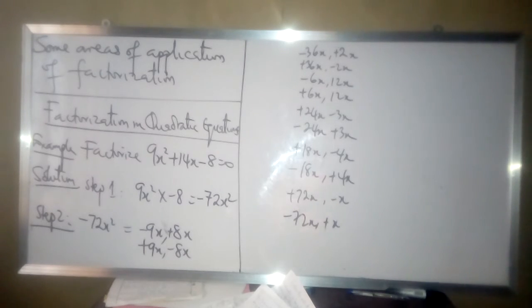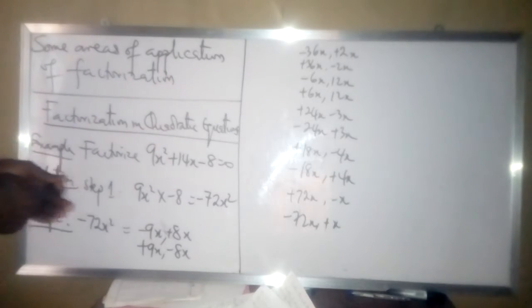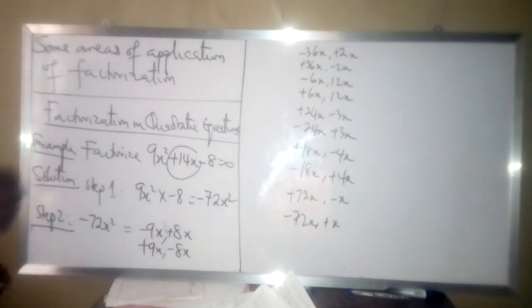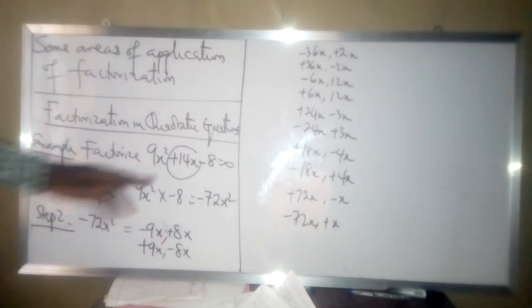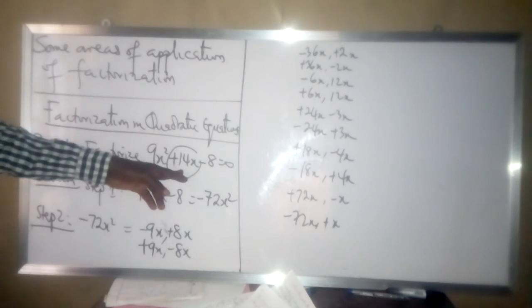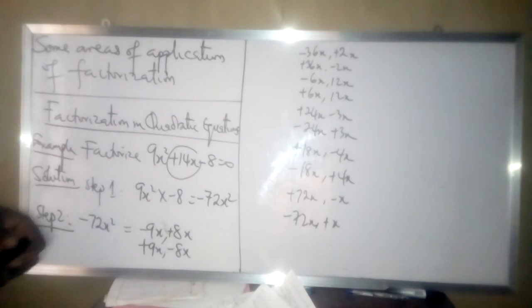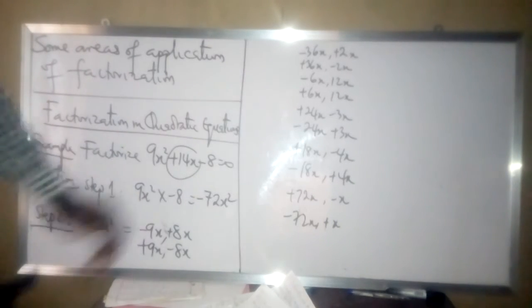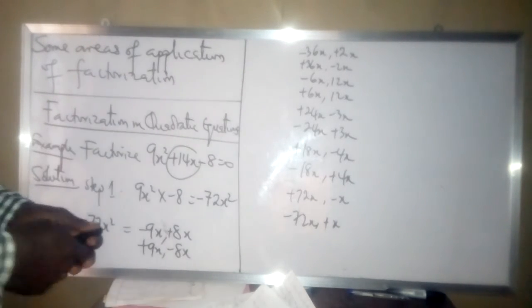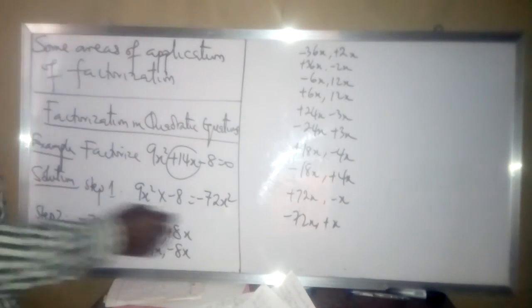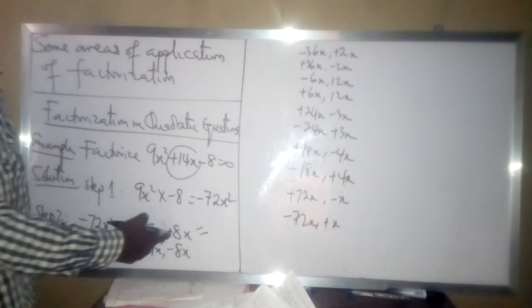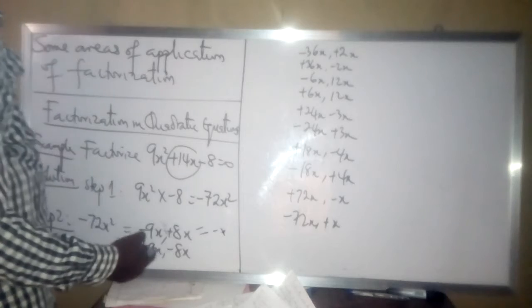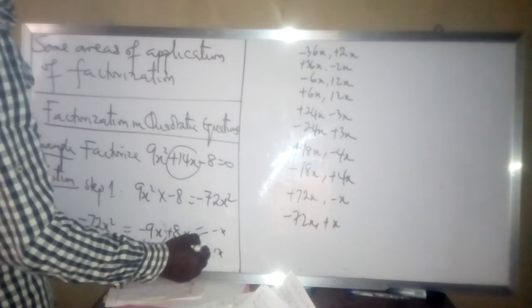Now for us to go to step 3, we now have to look at which of these pair of factors will give us plus 14x for us to be able to factorize. Because plus 14x is the second term in this quadratic equation. We now look at which of these pair of factors will give us plus 14x. If you look at this one, minus 9x plus 8x will give us minus x. This one will give us plus x. You will just add like that.